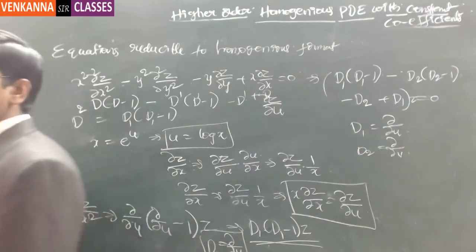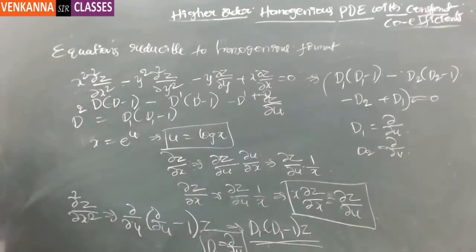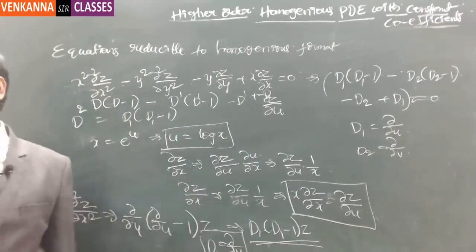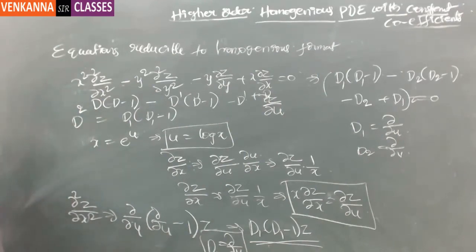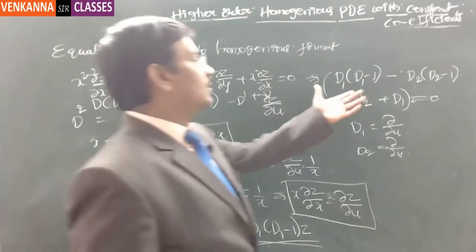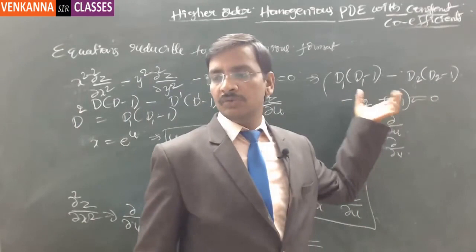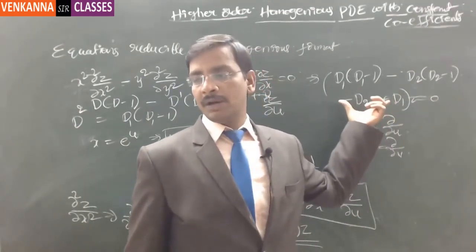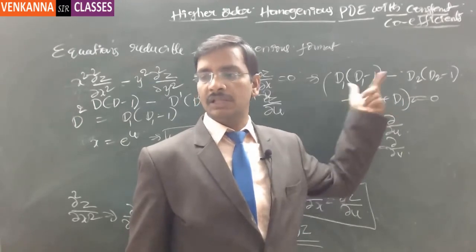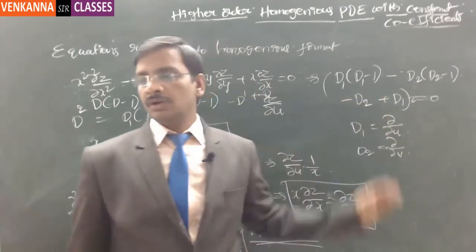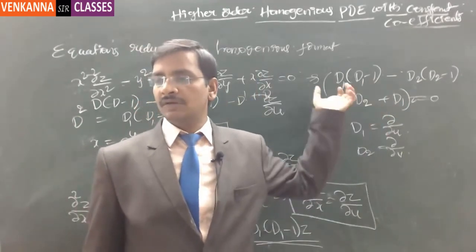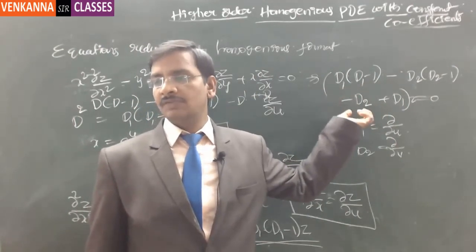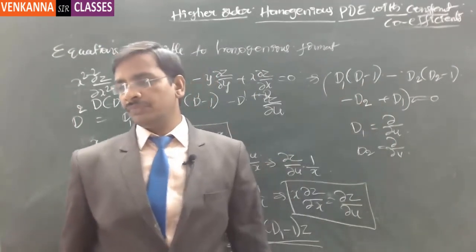Got it? So this is the methodology of reducing a non-homogeneous equation into a homogeneous format. This equation contains no more x or no more u. It contains a plain partial differential equation, the way we solved in the previous problem. Only D1 and D2 are there. Instead of D, it will be D1. Instead of D dash, it will be D2. Got it?